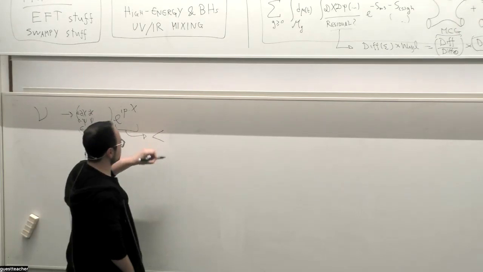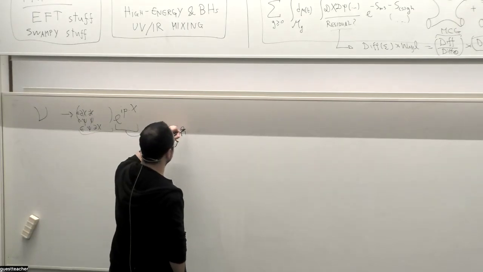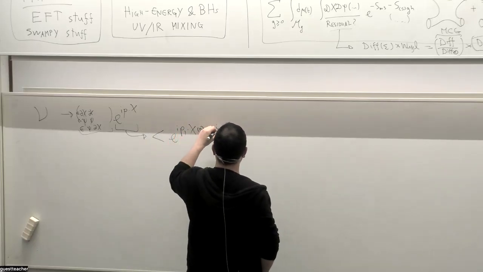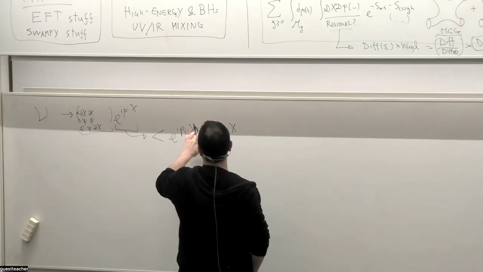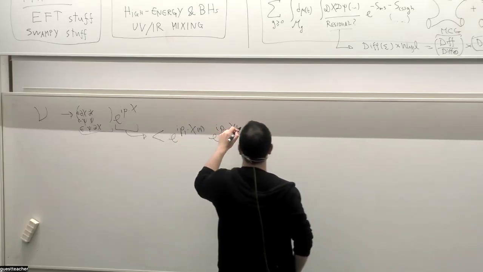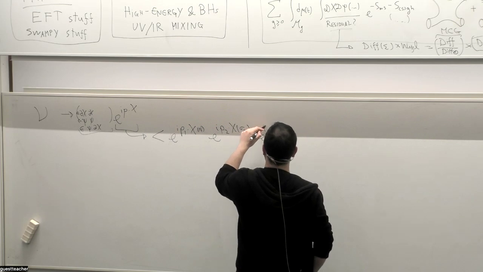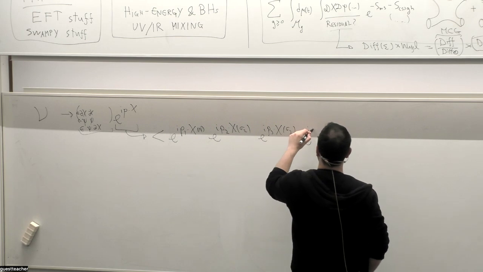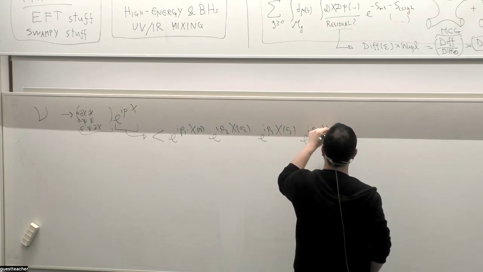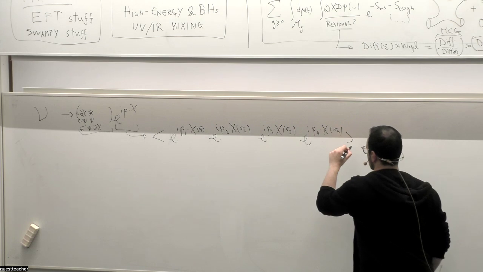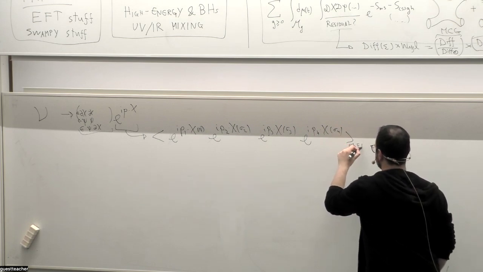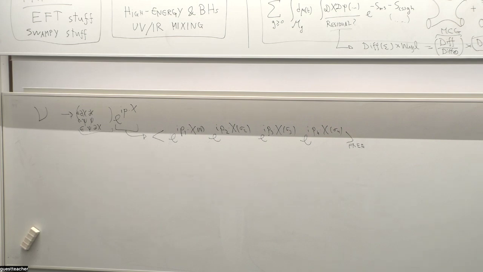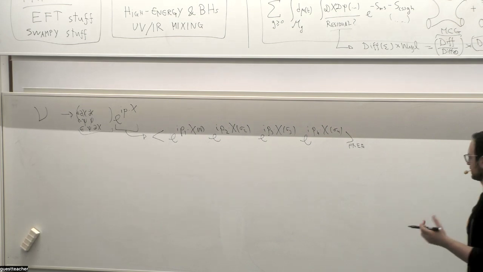So we focus on these guys. We need to do something like this: e to the i p1 dot X at sigma 1, p2 dot X at sigma 2, sigma 3, and sigma 4, for the free theory. Now, free theories give you Gaussian path integrals. You know how to do Gaussian integrals, right?